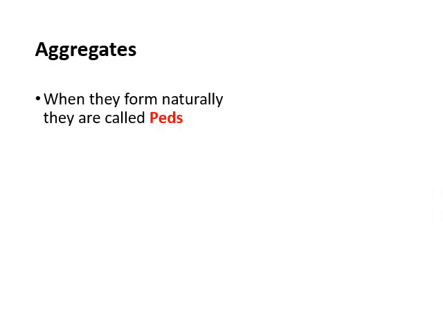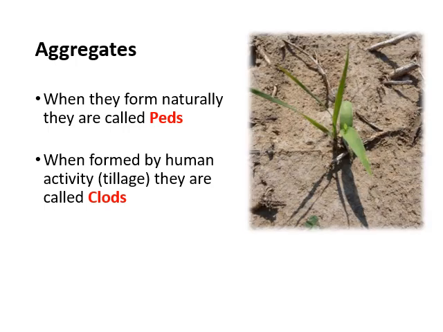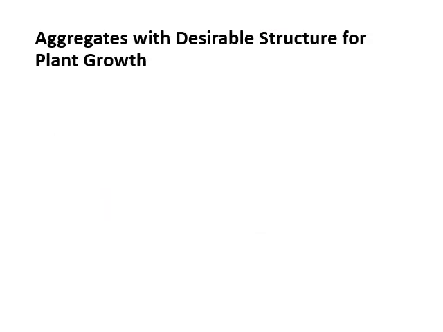As far as aggregates go, there's two groups. There's what we call peds, which are aggregates that form naturally, and then there are clods, which is from tractors tilling the ground. Those are two fancy little terms there. So peds are naturally formed aggregates, and clods are aggregates formed through a human activity, right? A plow going down the road, or you take a shovel and you dig up soil.